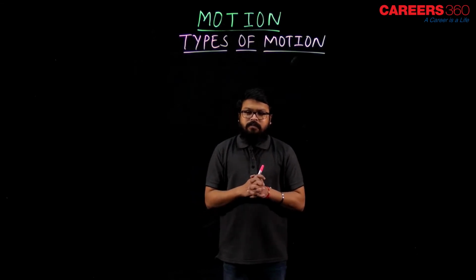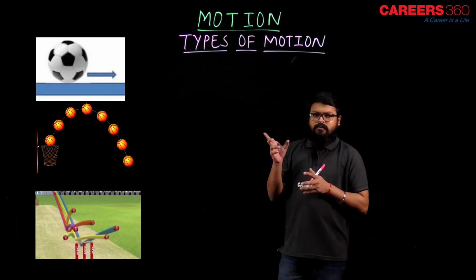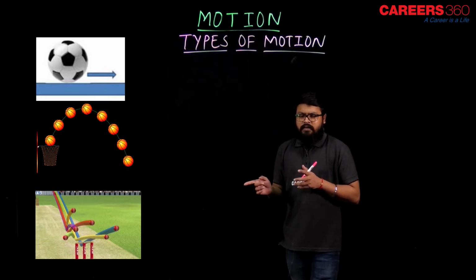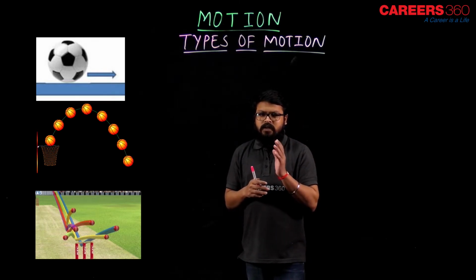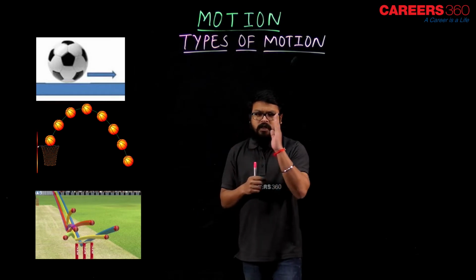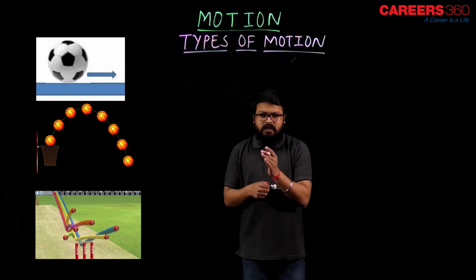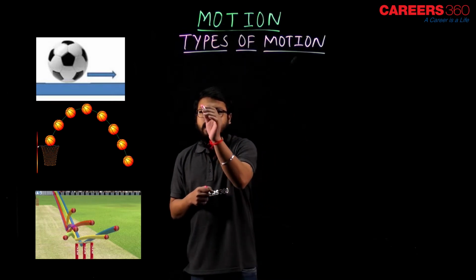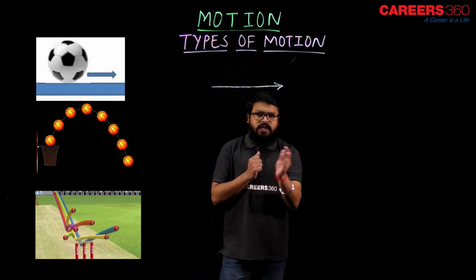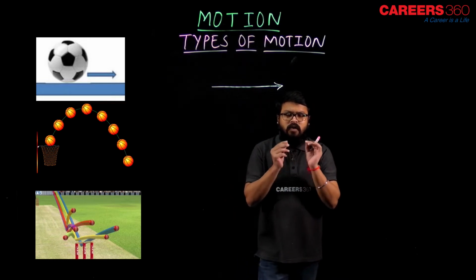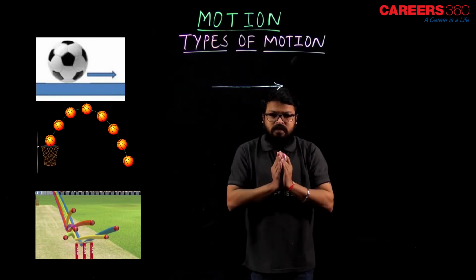Now let's see some examples over here. As you can see the three pictures over here, that is a football, a basketball and a cricket ball. Now I want you to focus and imagine the motion of the football on a straight line. So the football doesn't change its direction, it moves only in one particular direction, no change in the direction. It is moving on the floor or the ground in a fixed direction, right?